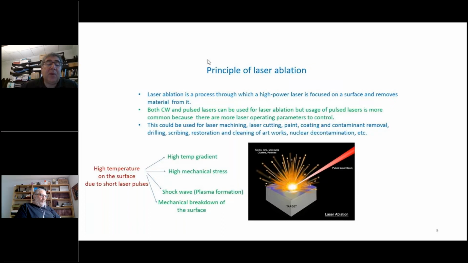Both CW and pulse lasers can be used for laser ablation, but in this talk we focus mostly on pulse lasers, simply because you have more control over the parameters such as pulse width, repetition rate, pulse energy, and so on. For a CW laser, continuous wave laser, the only parameters you can control are the type of laser, which determines the wavelength, and also the power.